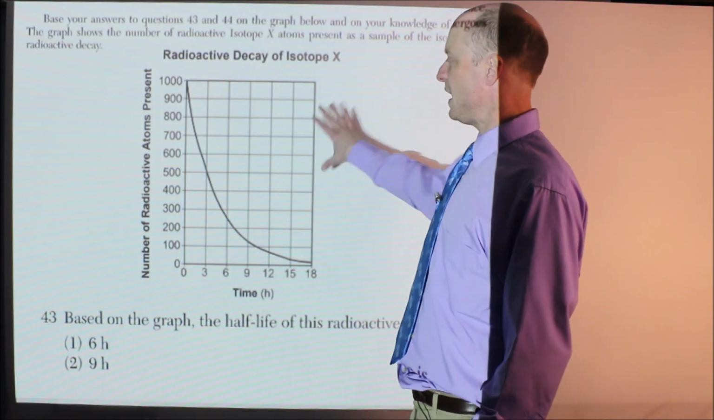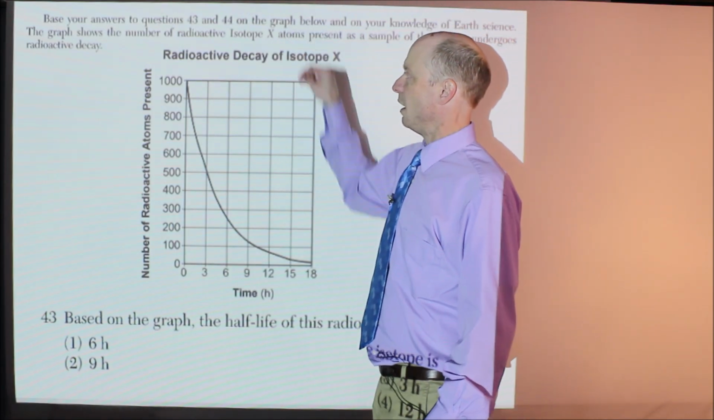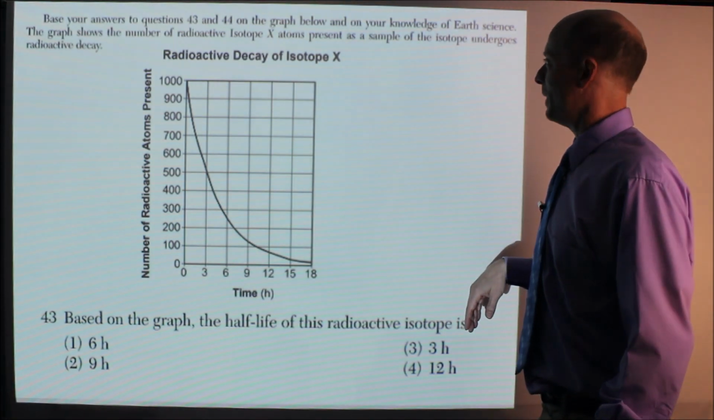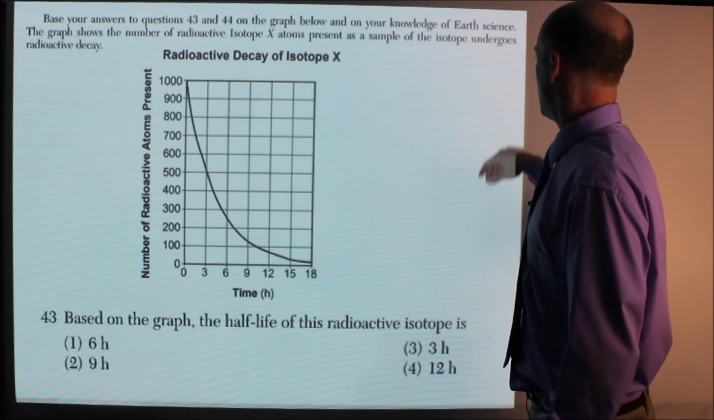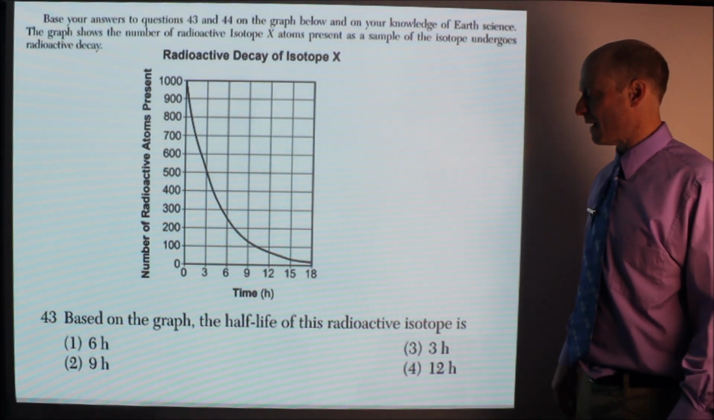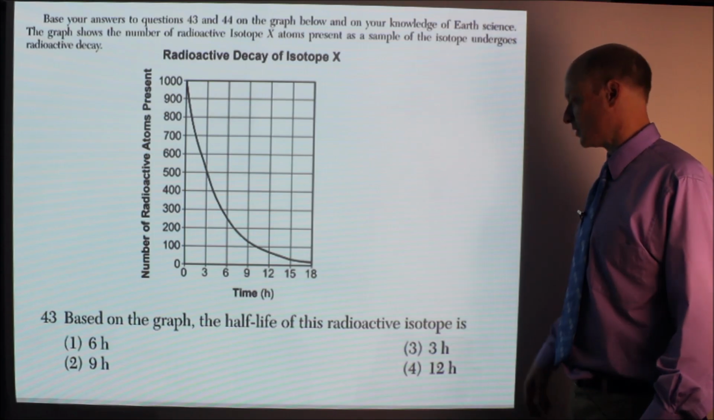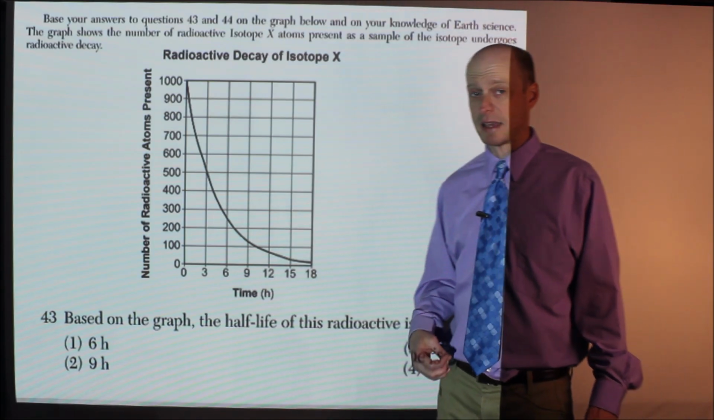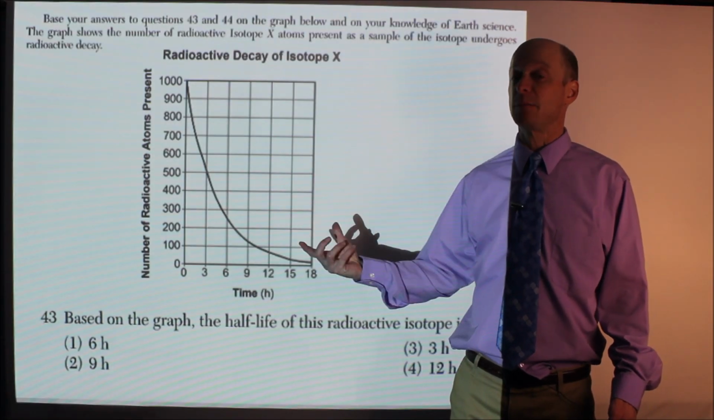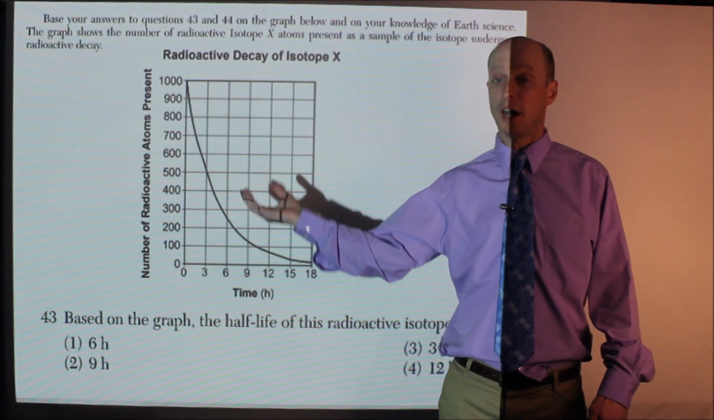43. Okay, so you can use this to answer 43 and 44. The graph shows a number of radioactive isotope X atoms present as a sample of the isotope undergoes radioactive decay. So 43, based on the graph, the half-life of this radioactive isotope is, so you don't know what half-life is. Half-life is when half of the atoms that you start with have decayed and become the daughters.